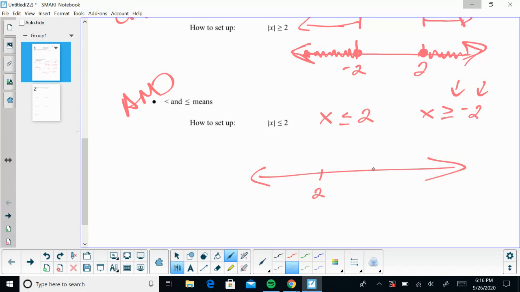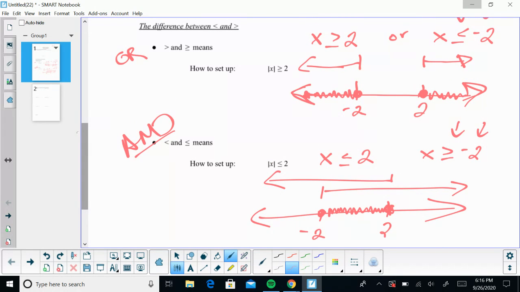Here's my number line. Closed circles because they're or equal to's. X is less than 2. X is greater than negative 2. This is an and equation, so I shade the overlapped area. And that's the basics of how to graph absolute value inequality.